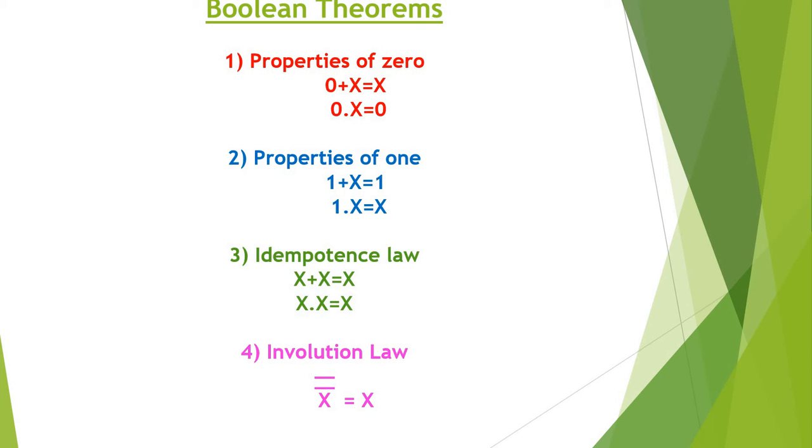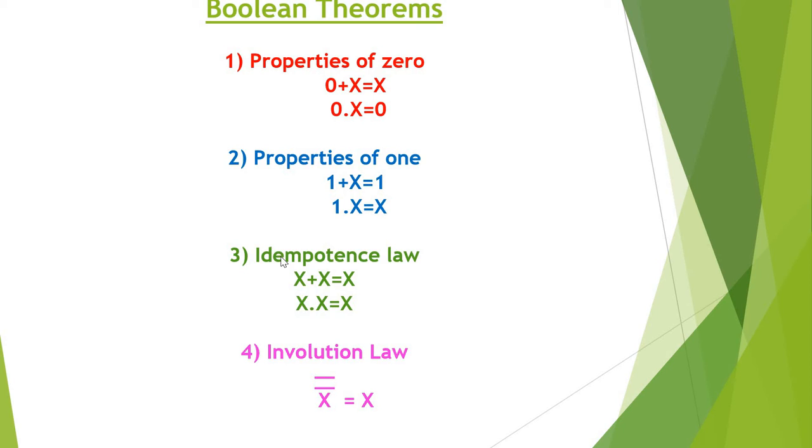Boolean theorems. In the last classes we have discussed the properties of 0, properties of 1 and idempotency law. In properties of 0, 0 is combining with x. The theorems are 0 plus x is equal to x, 0 dot x is equal to 0. In properties of 1, 1 is combining with x. That is 1 plus x is equal to 1, 1 dot x is equal to x.